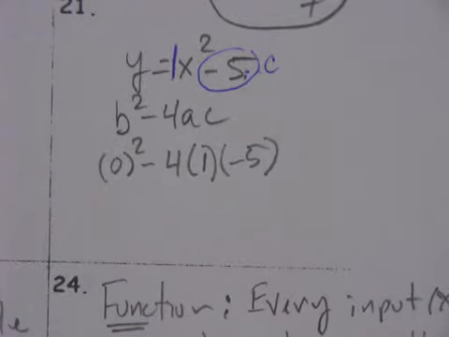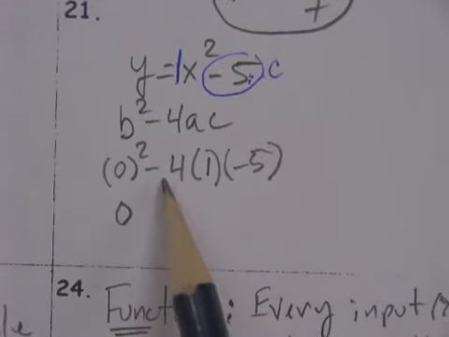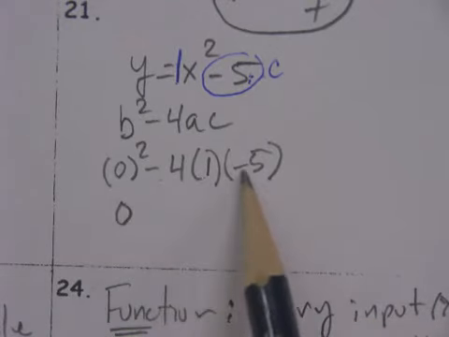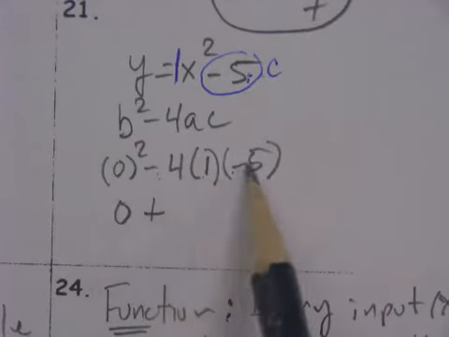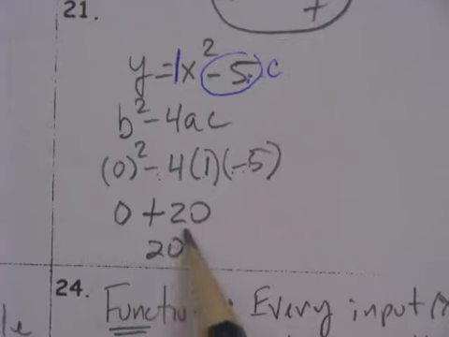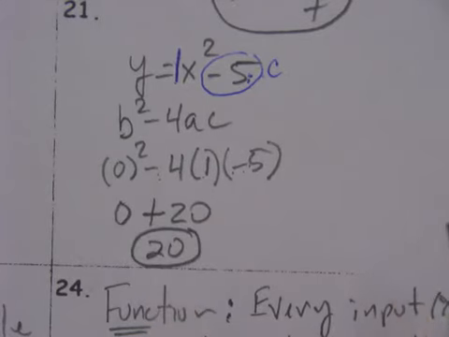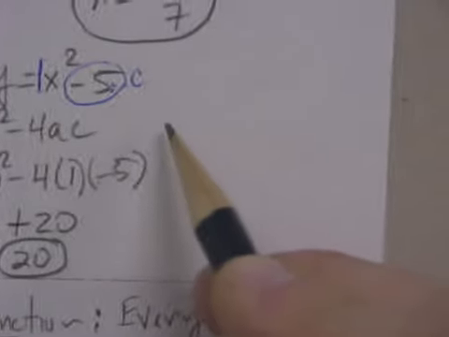All right, it's just a matter of now multiplying through and getting your answers. So we have 0 here. Now that's going to be, let's see, negative 4 times 1 times negative 5. That's a negative times a negative. That'll give us a positive answer. 4 times 1 times 5 is 20. And then I get 20 right there. So there's our answer to the first part. That's part A. All right, now we're looking for part B.